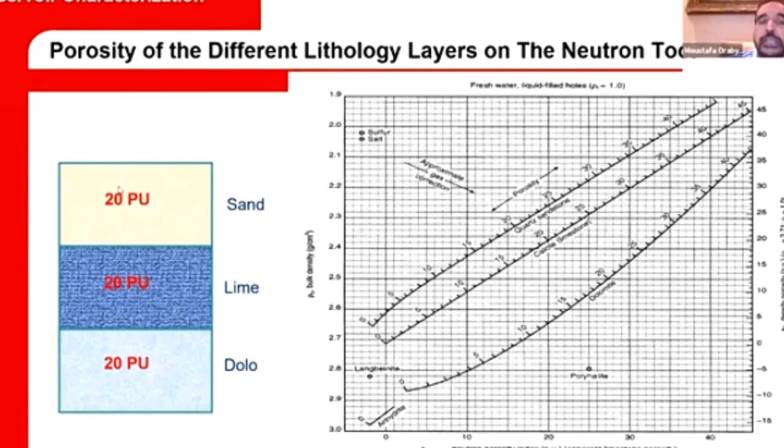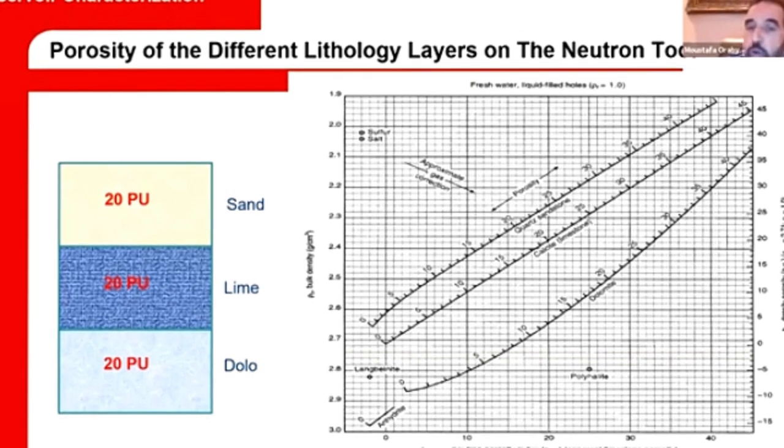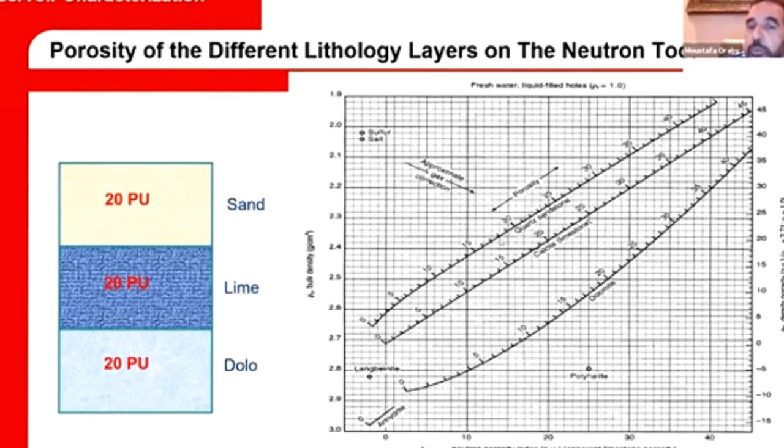What's my sand porosity? My sand porosity is 20 PU. Where is my sandstone here? Here is the line of the sandstone. Everybody see that? Here is my quartz or sandstone line. Where is my 20 PU on the sandstone line? Here is my 20 PU on the sandstone line. Everybody understand that? So now my rock is sandstone and my porosity is 20, but that's 20 on sandstone scale.